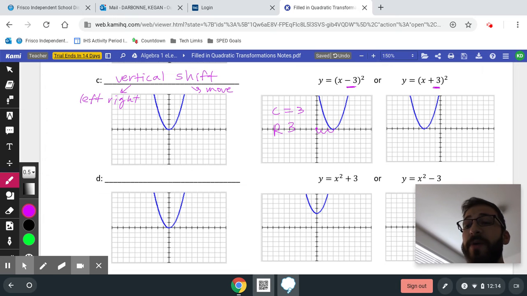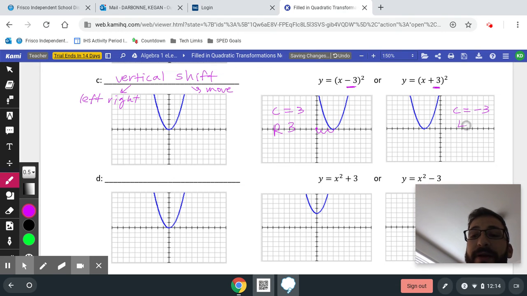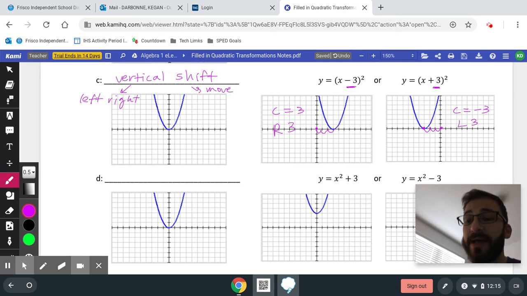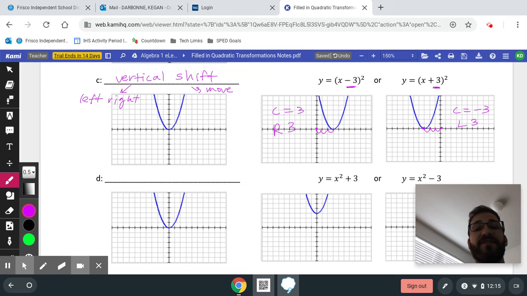For our other example, we have y is equal to x plus 3. So remember, we take the opposite sign. So instead, C is equal to negative 3, which means we're going to move left by 3. So starting on where our parent function was at the origin, we moved our graph to the left by exactly 3. Okay. So our C value is that vertical shift. It's going to move it left or to the right, and it's always opposite of what's inside the parentheses. So that's the hardest thing about C, is it's the opposite value that's in the parentheses.